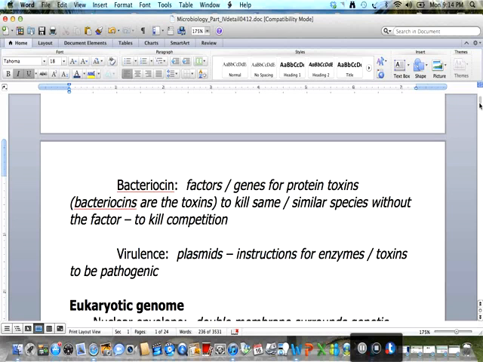Bacteriocins are factors or toxins produced by the genes that are designed to kill the same or similar species without the factor as a way to kill the competition. Plasmids may convey virulence with the instructions for enzymes or toxins to make them pathogenic.